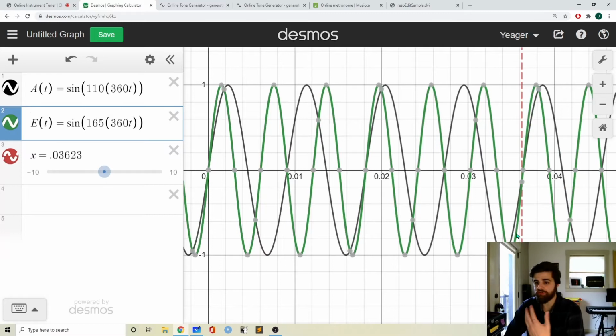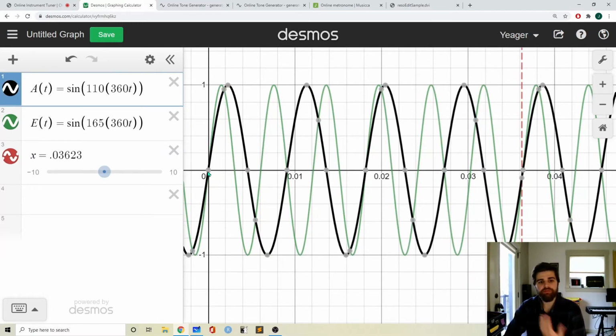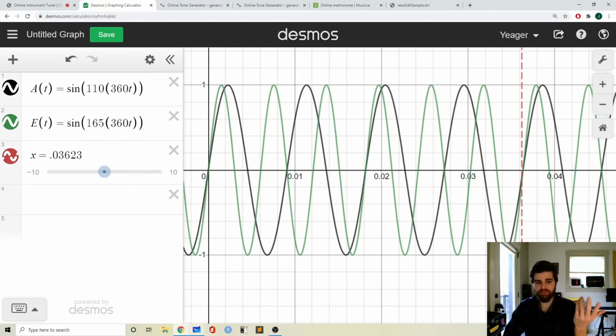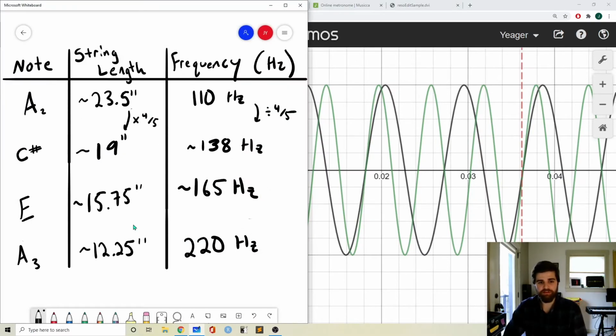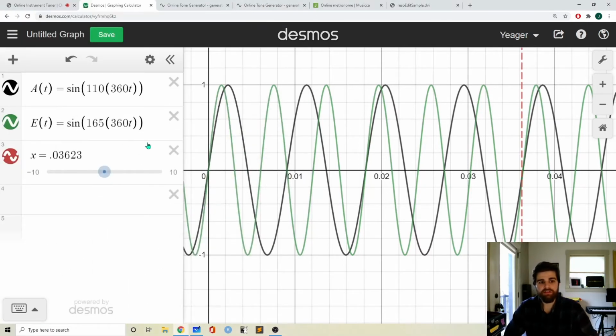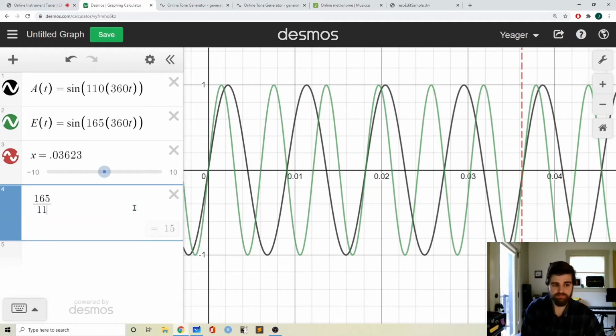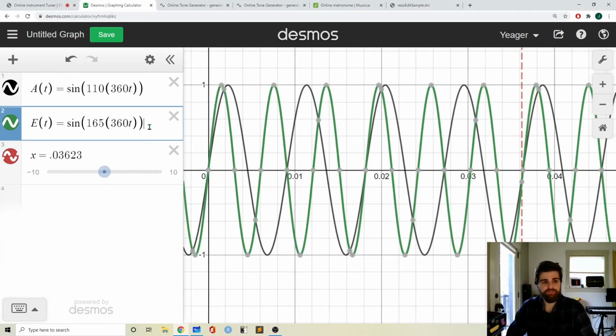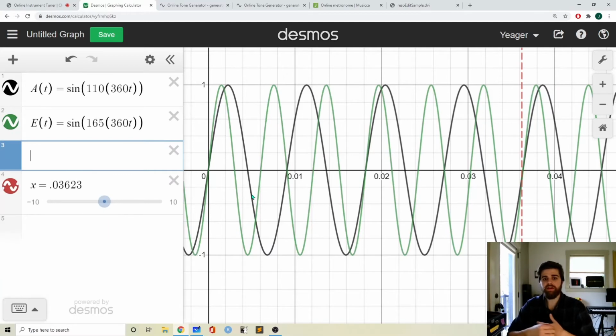So 6 compared to 4 is 3/2, right? So we have that relationship, that 3/2 relationship, or as we had it the other way around, 2/3 to get from here to here. So 165 compared to 110, it's going to be 3 over 2, right? 1.5. So that ratio describes basically how many cycles, or how many periods per time unit these waves have.